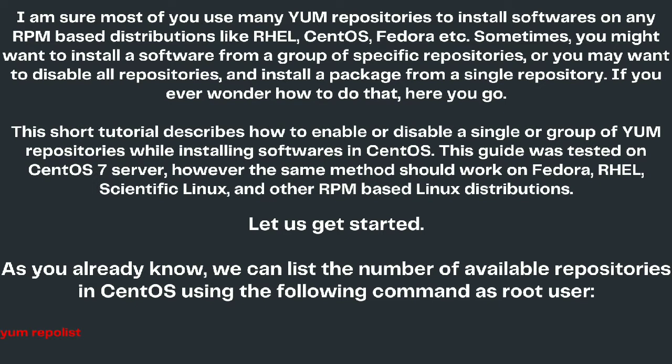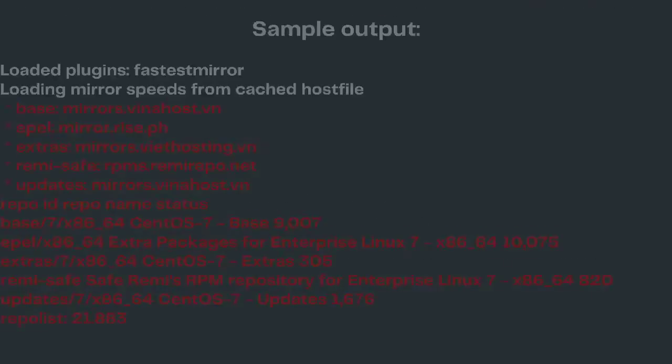This short tutorial describes how to enable or disable a single or group of Yum repositories while installing software in CentOS. This guide was tested on CentOS 7 server, however the same method should work on Fedora, RHEL, Scientific Linux, and other RPM-based Linux distributions. Let us get started. As you already know, we can list the number of available repositories in CentOS using the following command as root user.